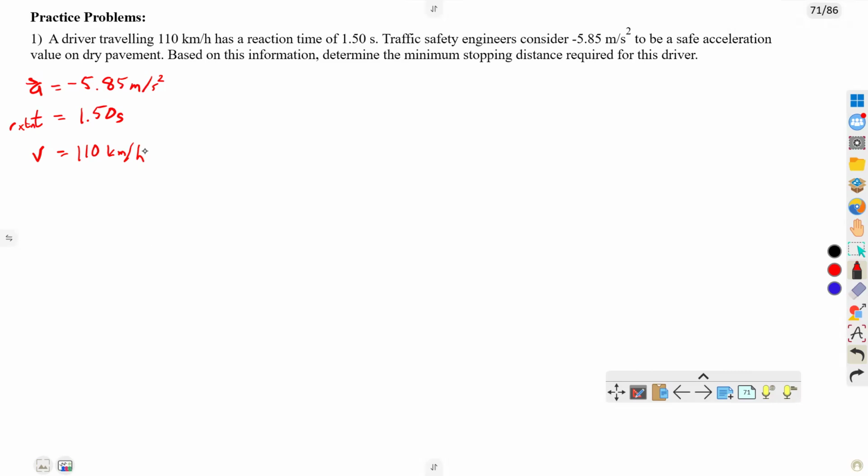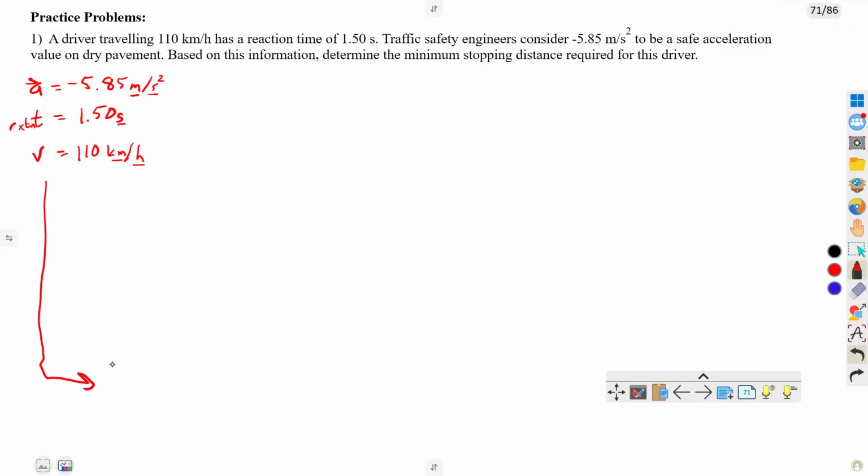However, we have a little bit of a problem here because our acceleration is in meters per second squared and our time is in seconds. This is in kilometers per hour. We need to change this. So I'm just going to draw a little something down here and show us how we would do that.